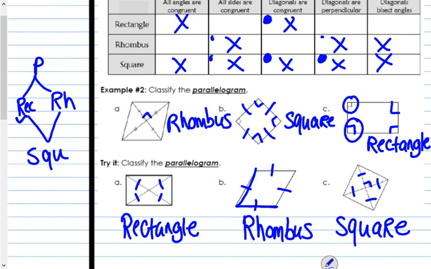But it's possible to be a rectangle and not be a square. It's possible to be a rhombus and not be a square. So these properties of quadrilaterals and parallelograms are properties that you definitely are going to have to become familiar with.